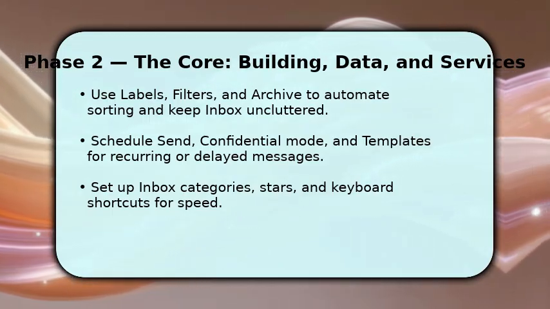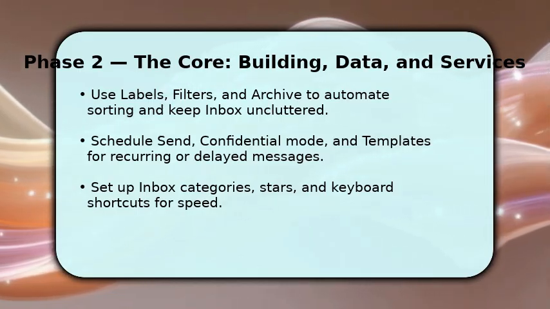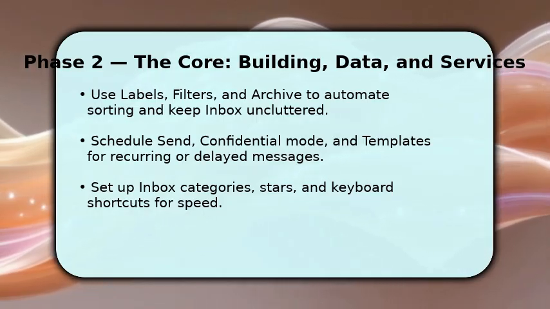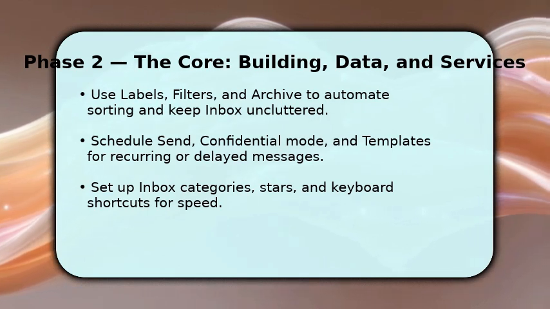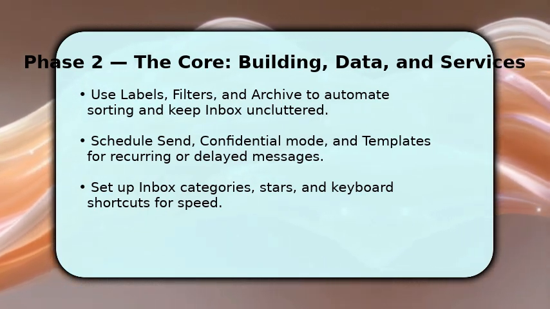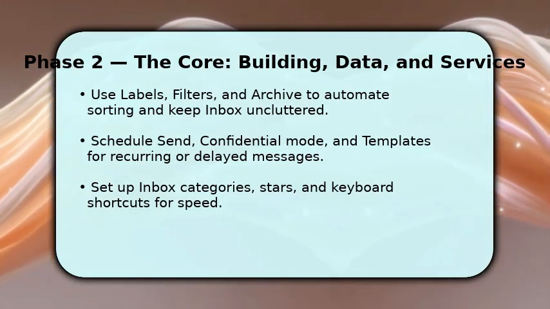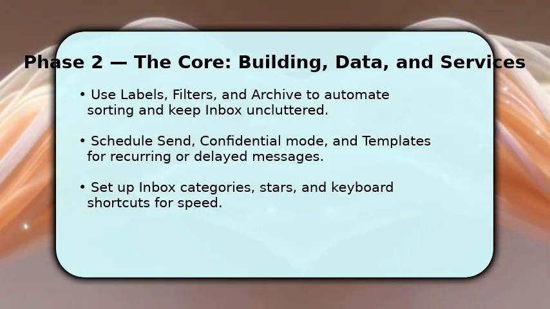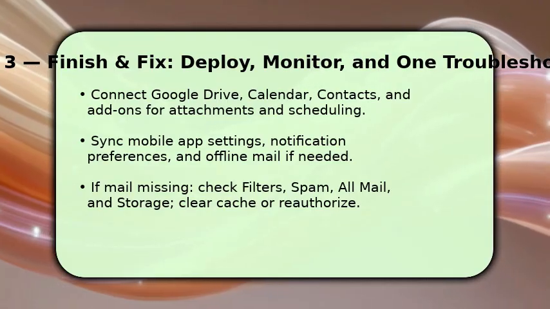Apply stars and custom labels to prioritize, and use archive to remove mail from inbox without deleting it. Turn on keyboard shortcuts and inbox categories to speed navigation. Together, these features automate routine tasks and let you maintain a zero inbox habit while keeping important threads easy to find. Finish by linking Gmail with Drive, Calendar, and Contacts so attachments, invites, and address autofill work seamlessly.